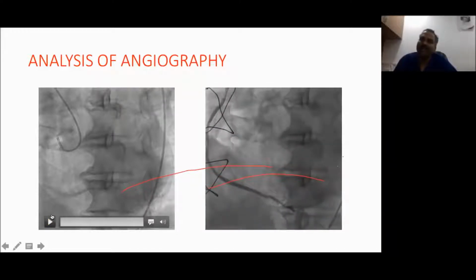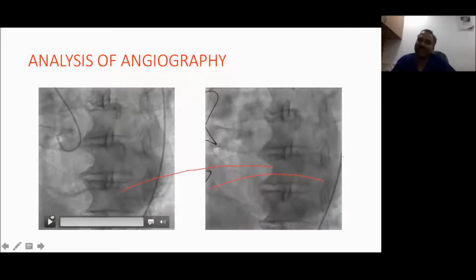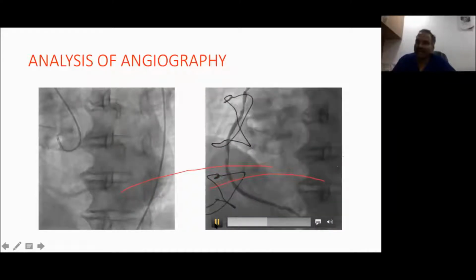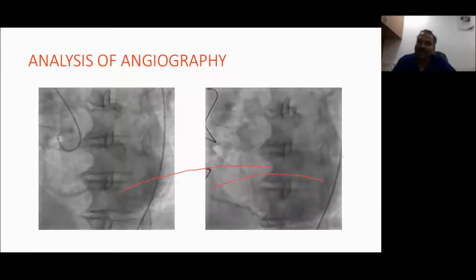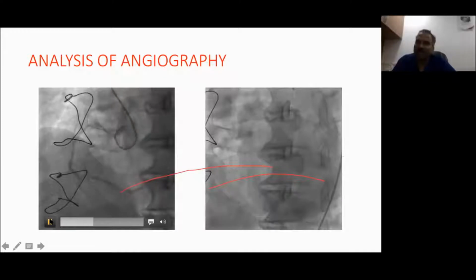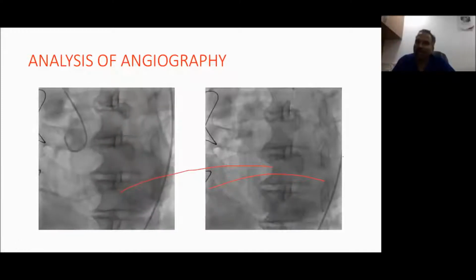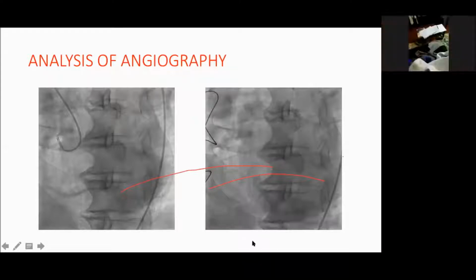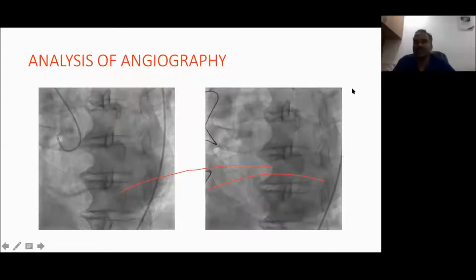So here, the PL is predominantly filled from your native RCA, and the PDA is predominantly filled through the venous graft. That's the reason in the native injection I'm not able to see any competitive flow, but there is a good competitive flow into the PDA, because predominantly the venous graft is connected to the PDA.